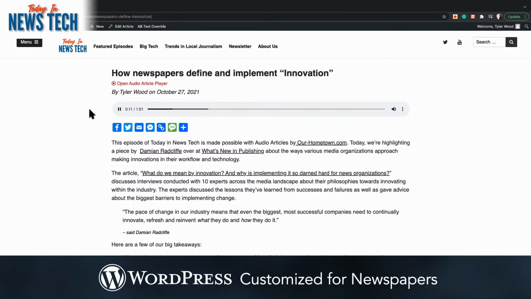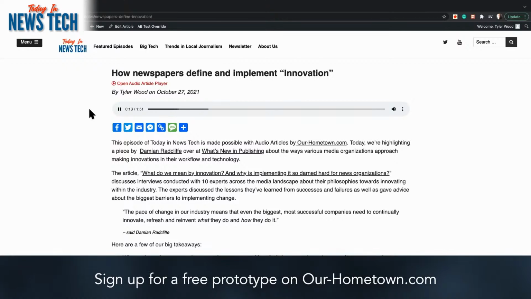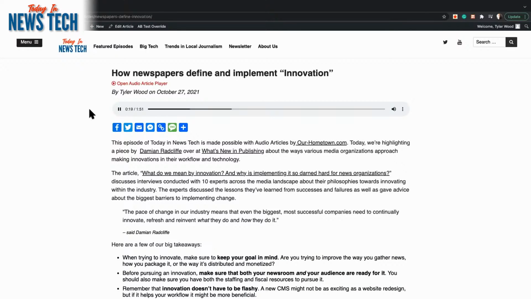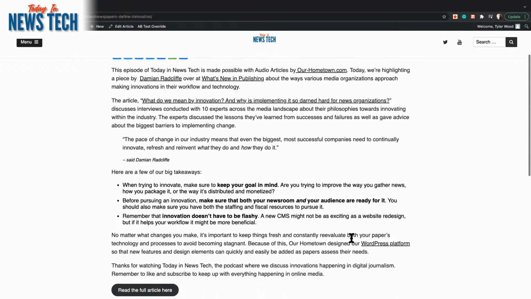Today, we're highlighting a piece by Damian Ratcliffe over at What's New in Publishing about the ways various media organizations approach making innovations in their workflow and technology. The article, What Do We Mean by Innovation? And why is implementing it so darned hard for news organizations? Discusses interviews conducted with 10 experts across the media landscape about their philosophies towards innovating within the industry. The experts discuss the lessons they've learned from successes and failures, as well as gave advice about the biggest barriers to implementing change. The pace of change in our industry means that even the biggest, most successful companies need to continually innovate, refresh, and reinvent what they do and how they do it, said Damian Radcliffe.